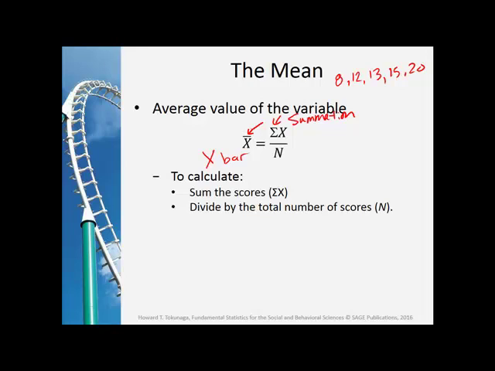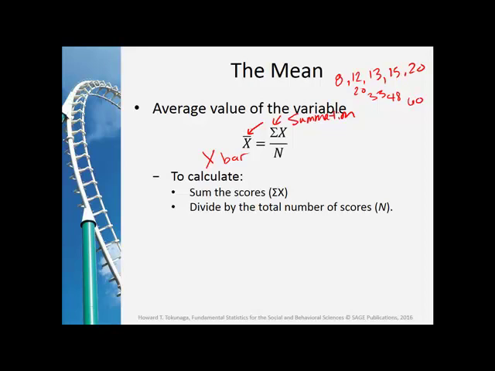So I need to add together 8 plus 12 plus 13 plus 15 plus 20. All right, add all of these together. 8 plus 12 is 20. 20 plus 13 is 33. 33 plus 15 is 48. And 48 plus 20 is 60.